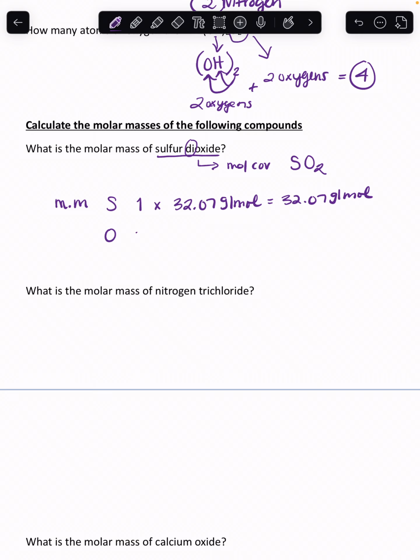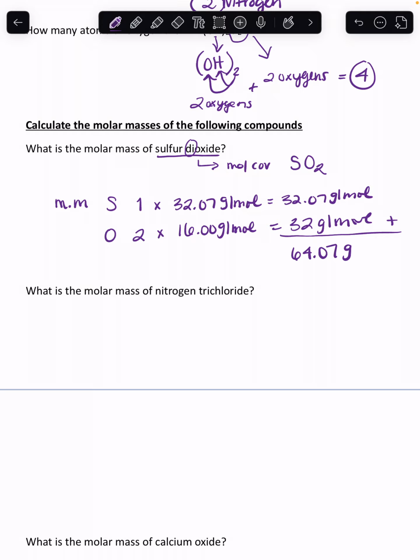Oxygen, I have 2 of those. And it is 16 grams per mole. That's the molar mass of oxygen. So I got 32 grams per mole. Wow. If you add these together, you're getting 64.07 grams per mole. And this is what you should put as your answer.